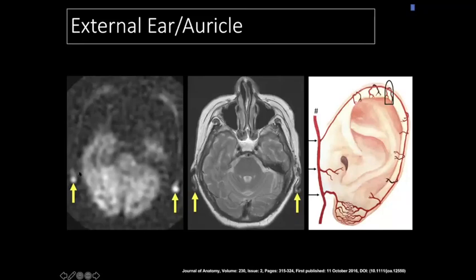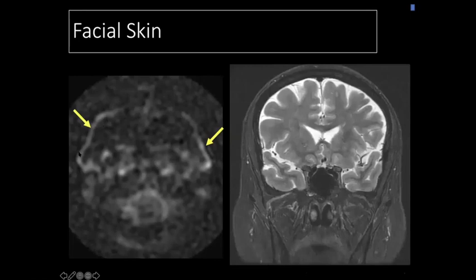Very common for us to see high signal related to the auricle. You can see that this patient's ears are normal, but the auricle does have a robust blood supply, and many patients will demonstrate high signal in this area. Also commonly seen is high signal in the facial skin, probably related to vasodilation. Many people get hot within the scanner. You can see on the T2 weighted image that this patient's skin is perfectly normal, but it is very common for patients to show high signal symmetrically in the facial skin on ASL.